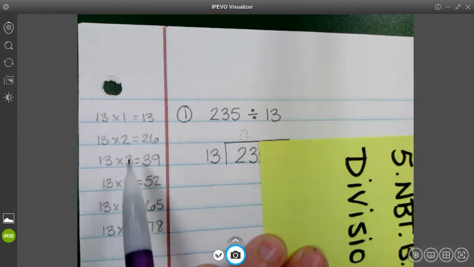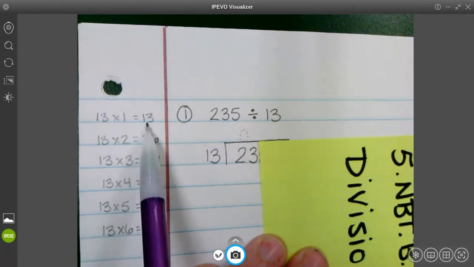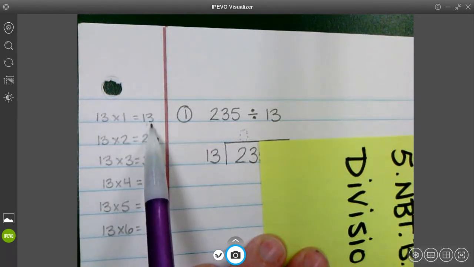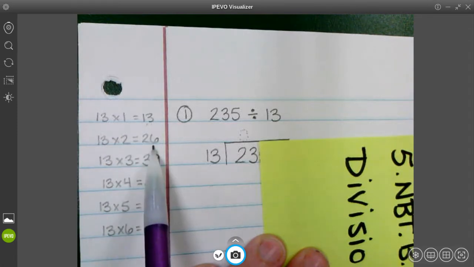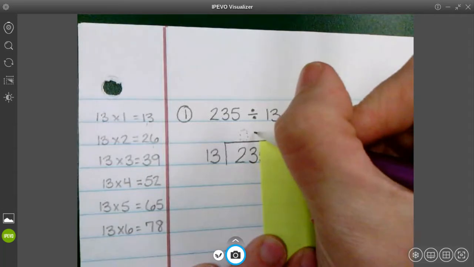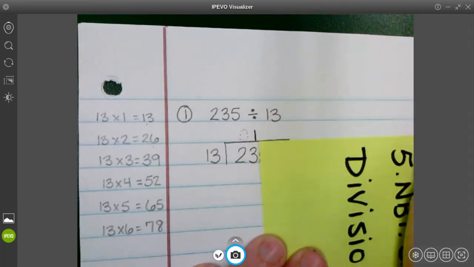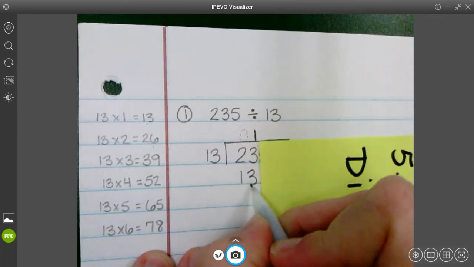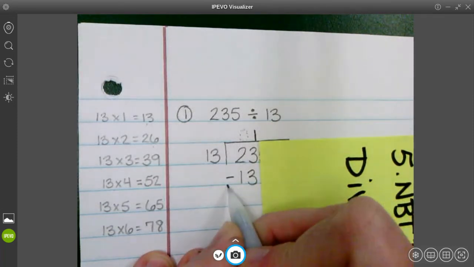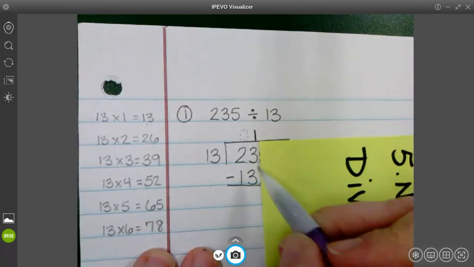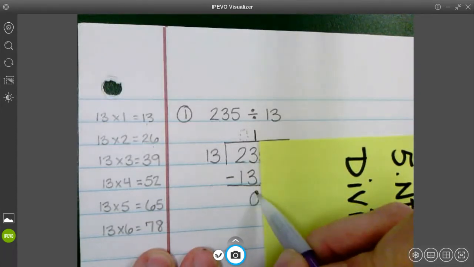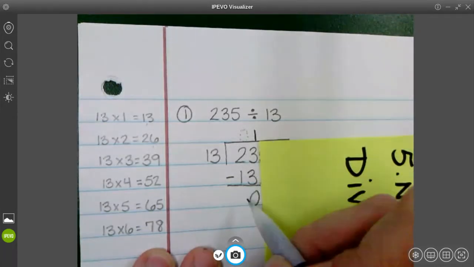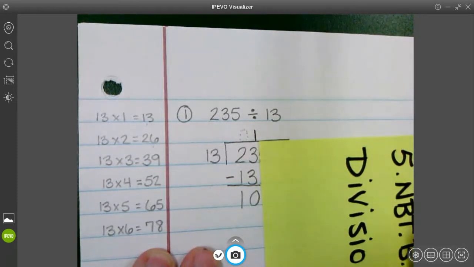This is where this kind of helps us. Well, 13 times 1, yeah, that'll go into 23. 13 times 2, oh, that's 26. We can't get that many in. So it'll go in 1 time. Now, 13 times 1 is what? 13. So now we're going to subtract. 3 minus 3 is nothing. 2 minus 1 leaves us 1.